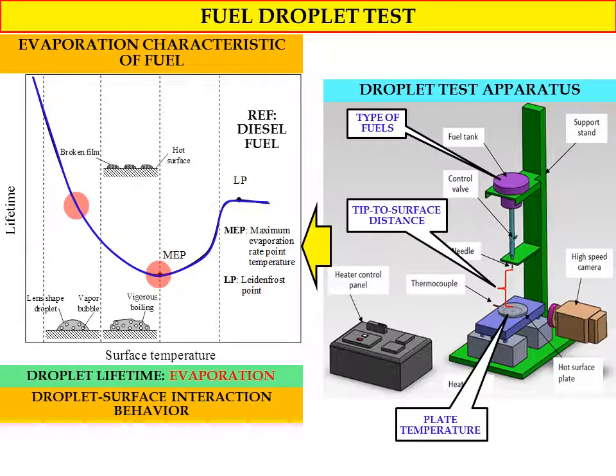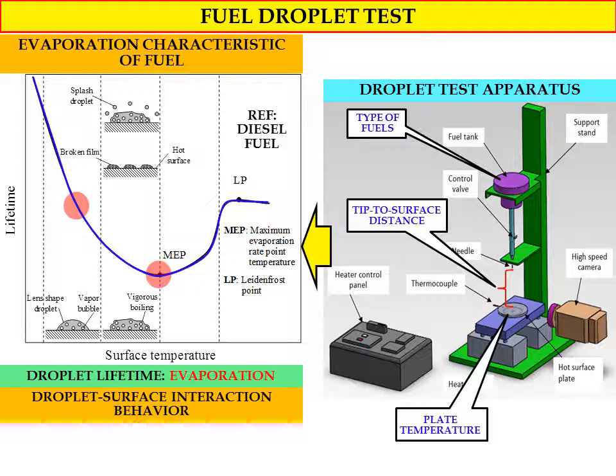Sometimes, depending on the tip-to-surface distance, we will have a broken film on this hot surface, or sometimes a single droplet attached on the hot surface, but with splashing of very tiny droplets. Okay, so these are a few behaviors that we observe when the surface temperature is very close to the MAP point.